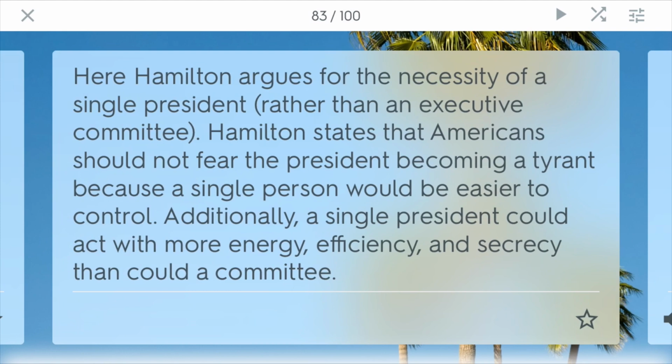Federalist 70. Here, Hamilton talks about the necessity of a single president rather than an executive committee, as some people wanted. This president is also known as the energetic executive, and he or she asserts the power of the presidency. This person could act with energy, efficiency, and secrecy that a committee of leaders simply could not do.